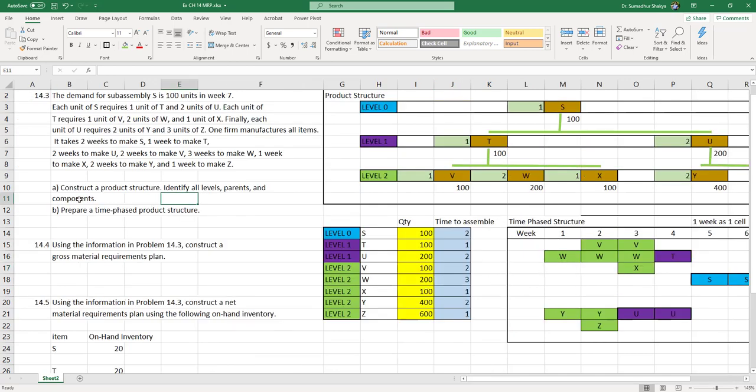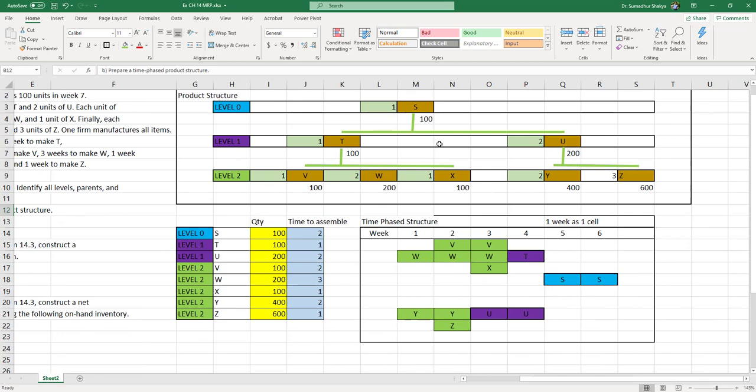So we made the product structure, and we made the time phase structure as well. Now the next thing, using this information, is what we call gross requirement planning, as to when we need it and how many of them we need. It's mostly in a tabular format, and you'll see a lot of ERP systems working in a DOS mode, where everything in the background is black and nothing but these alphabets and their quantities will be there.